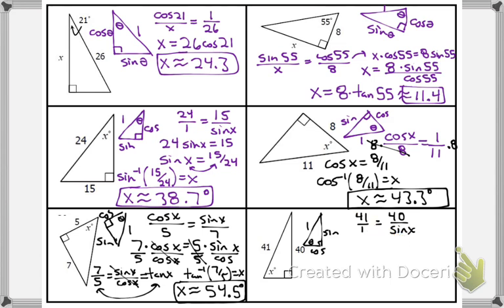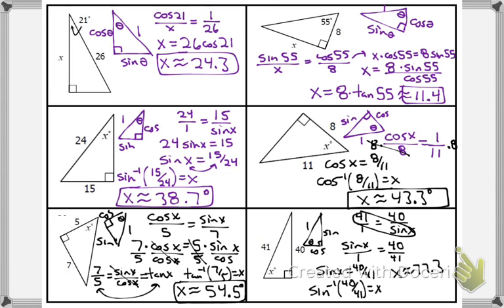So yes, that still gets us to the same value when multiplying, but what it also allows us to do is just switch them right here. And in doing that, I get sine x over 1 equals 40 over 41, which is just sine x equals 40 over 41. Now I can do the inverse. Sine inverse of 40 over 41 equals x. And we get about 77.3 degrees.